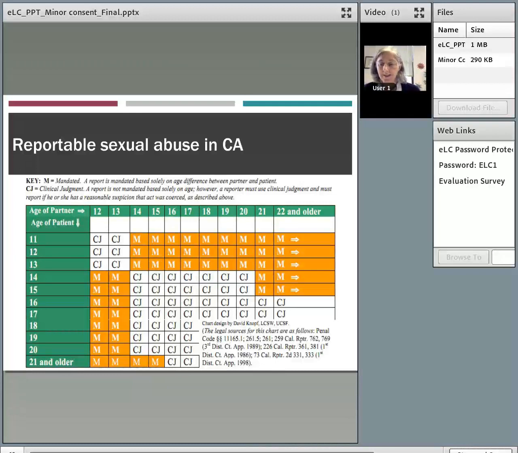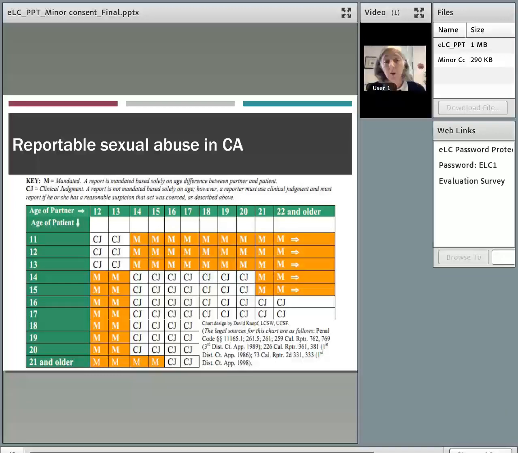Let's say that your client, your patient, is 16 years old and comes in to see you, starts talking about her 19-year-old boyfriend and the fact that they've been engaging in sexual intercourse. If you look at this chart, you'll see that in the grid, 16 and 19 brings you to the white box, clinical judgment. So as long as there is no information being provided to you that suggests that this is coerced or non-consensual or in some way exploitative, you are not required to make a child abuse report.